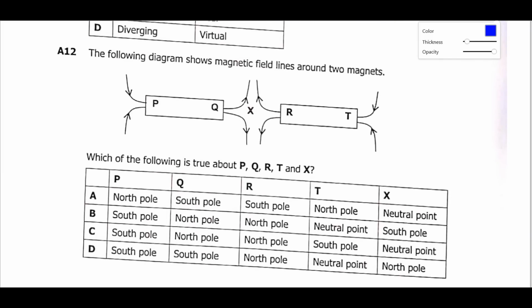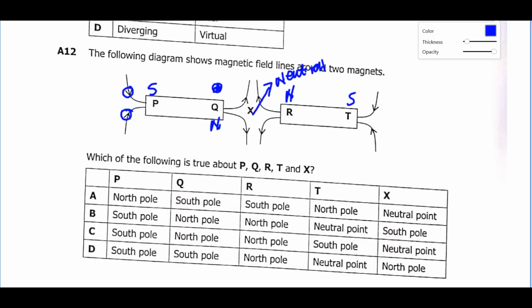Question 12. The following diagram shows magnetic field lines around two magnets. Which of the following is true about P, Q, R, T, and X? So P, from the direction, we can see that the magnetic field lines are entering. So P is south pole, then this is north pole. Q is north pole, R is also north pole, T is south pole. So the direction of magnetic field lines can give you the picture of what is happening. Then X is called the neutral point.